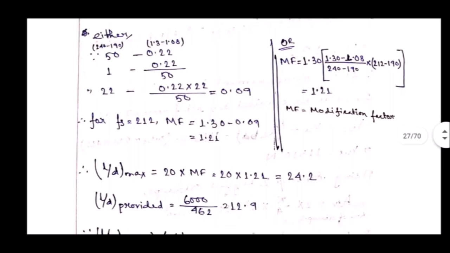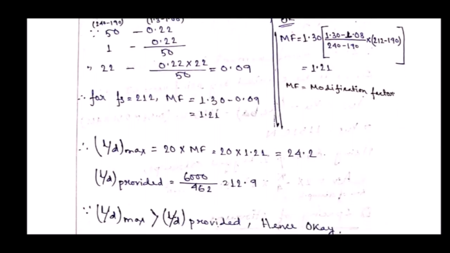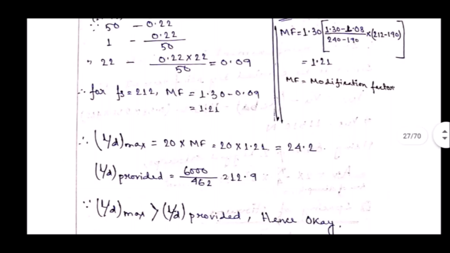Now to find L by D max, the maximum span to effective depth ratio, for a simply supported beam, we have already seen in the IS code that it is 20, and we have to multiply it with the modification factor. The modification factor is 1.21, which we have already found out. So L by D max is equal to 24.2. Now let's check the span to depth ratio provided, L by D provided. L is 6000 mm and D is 462 mm, the effective depth, that is equal to 12.9. That means L by D maximum is greater than L by D provided. Hence, it is okay for deflection. So the deflection check is satisfied.